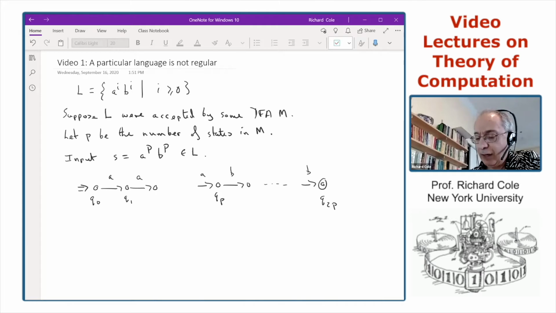Now, this machine, by assumption, has only P states. That means there's got to be a lot of repetitions in this sequence of states. And in particular, there's a repetition in going from Q0 to Q1 to QP. This is a total of P plus 1 states that we've gone through, but there are only P different states, and therefore there must be a repetition by the time we've got to QP. Let me write that down as it's important. Must be a repetition at or before QP.